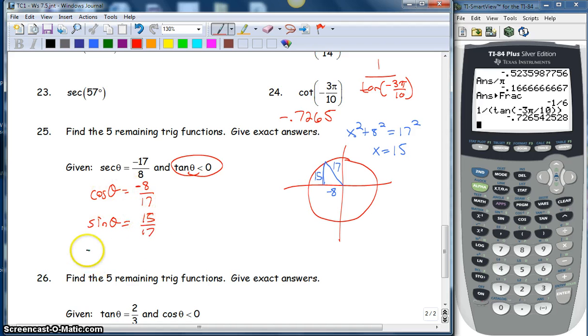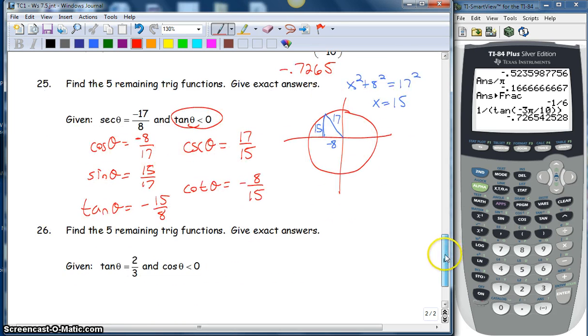So cosine, sine, and tangent. Tangent's opposite over adjacent, so we have negative 15/8. And then we have secant's already given to us, so we need cosecant, which is 1 over sine, or flip sine, which is 17 over 15. And then we have cotangent. Cotangent, we flip tangent, we get negative 8 over 15. And that is how you do number 25 and find the 5 remaining trig functions.